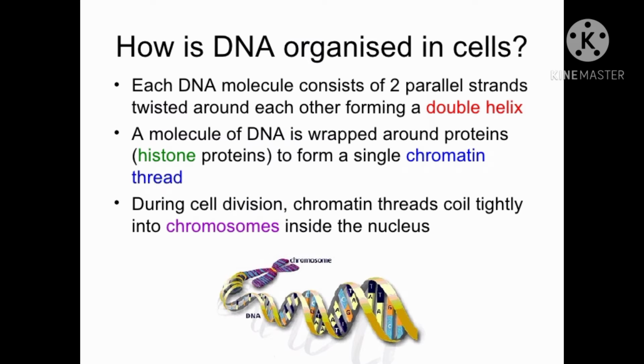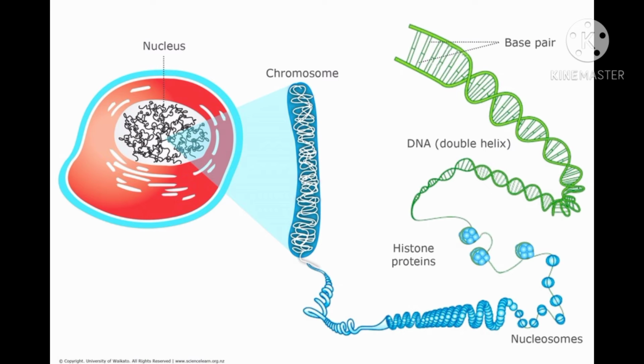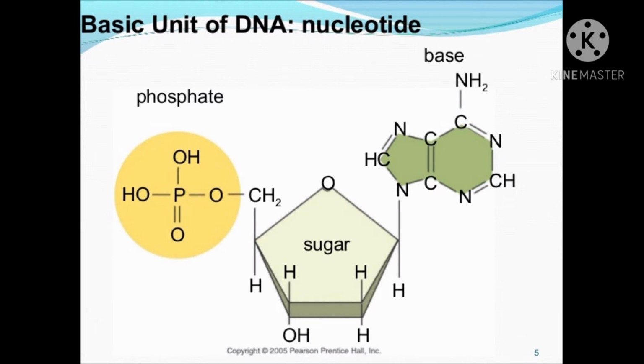A small segment of DNA carries a gene that stores information used to make a single polypeptide. Polypeptides are used to make proteins, and proteins are responsible for determining the characteristics of an organism. So, in this way, we can say how DNA is organized inside the cells. Now, we will discuss the basic units of DNA.